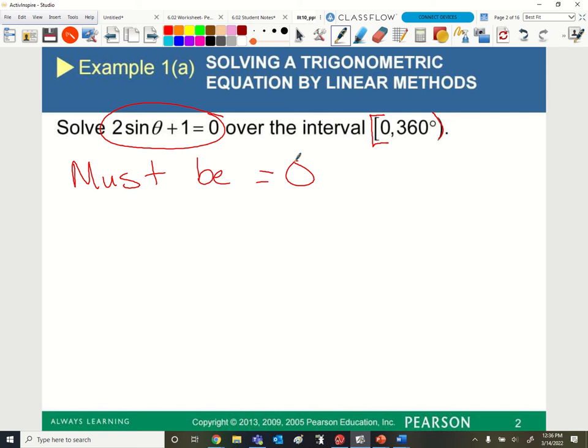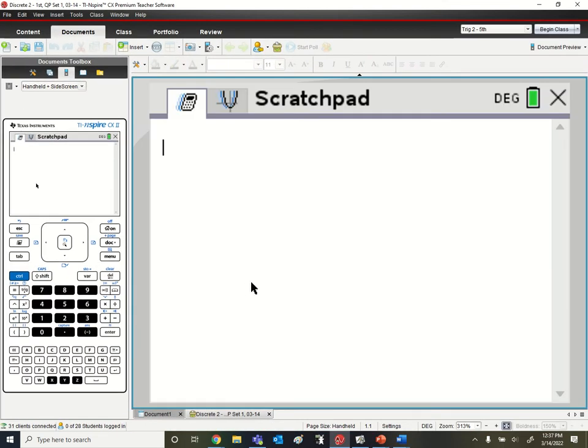So, first thing I'm going to do is bring up my calculator. We're going to set up our calculator so we can get our correct answers. What did I say the first thing you have to do is? Degrees. Is your calculator in degrees? If it's not, just turn it to degrees.